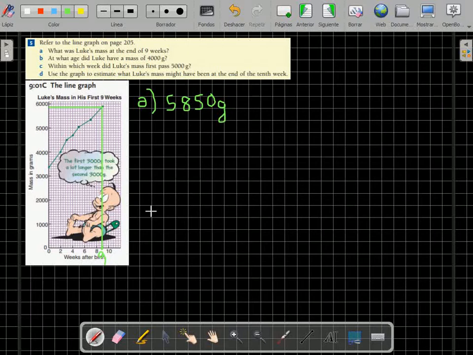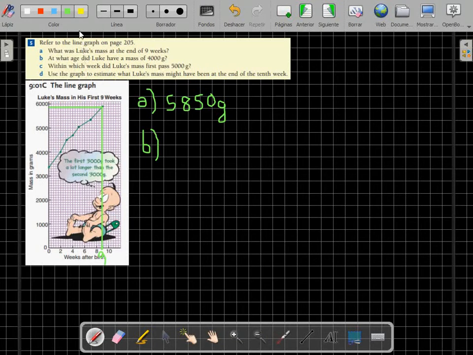That's it. It's very easy. We don't have to make any calculations. That's a good thing about graphs, that with not too many elements, we can get a lot of information. Now, let's give an answer to part B. Part B says, at what age did Luke have a mass of 4,000 grams?